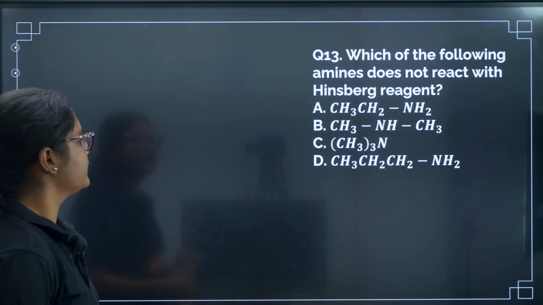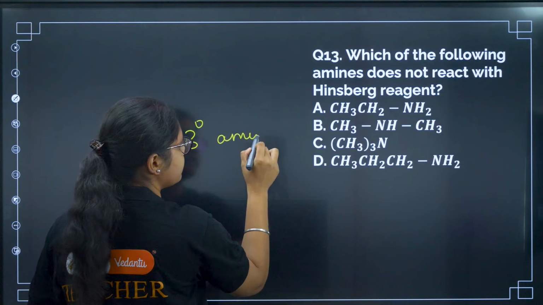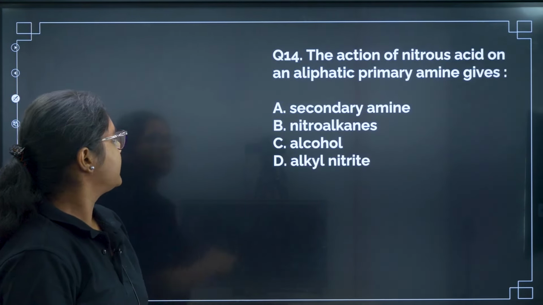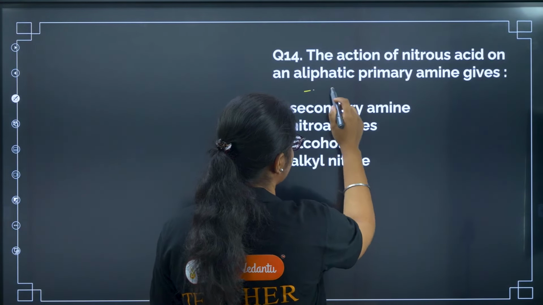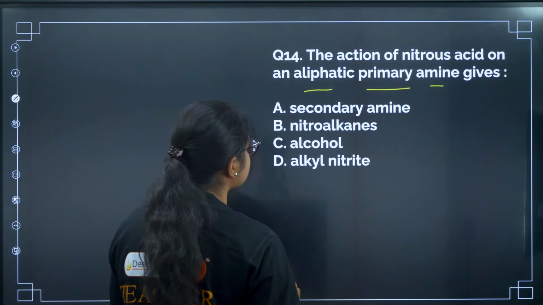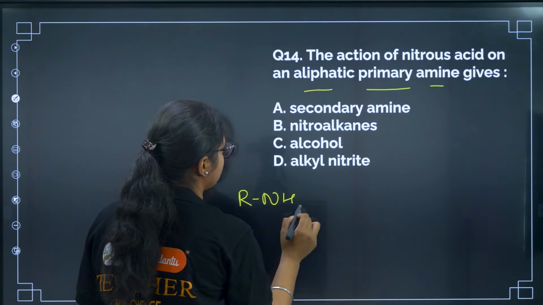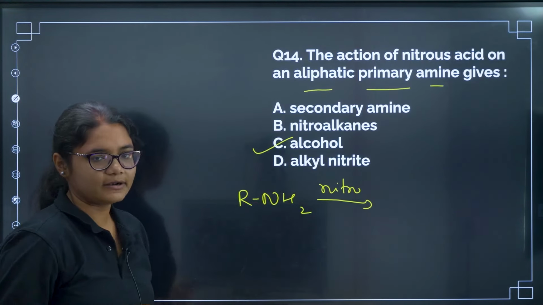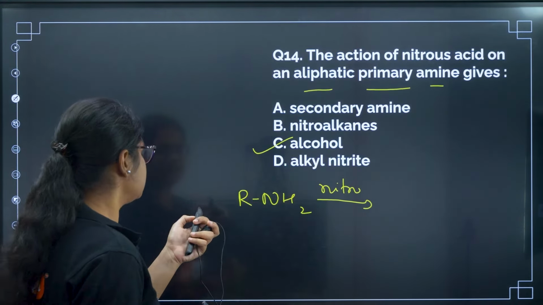Next, Hinsberg reagent. We know tertiary amines do not react with Hinsberg reagent, so option C will be the correct answer. Next, the action of nitrous acid on an aliphatic primary amine gives... So this also you should know. If we have primary amines and you treat them with nitrous acid, the products formed are alcohols. Direct reaction based question from the amines chapter. The correct answer here is option C.